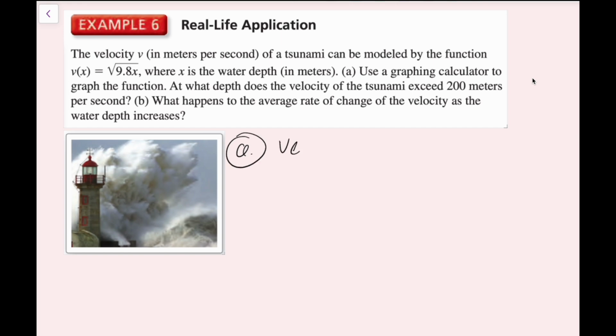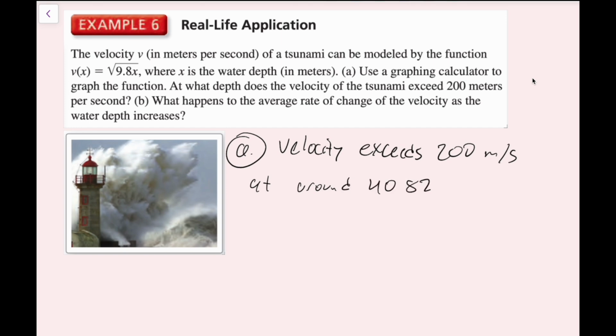So the velocity exceeds 200 meters per second at around 4,082 meters. All right, so now we're done with part A. So for part B, what happens to the average rate of change of the velocity as the water depth increases? Well, I'm going to go back over to the graph.